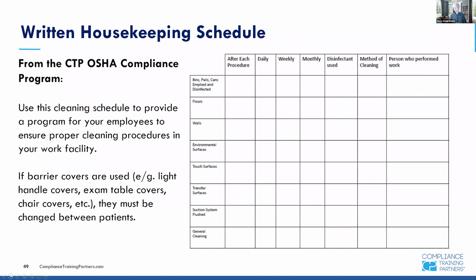This is what a good housekeeping schedule would look like. In other words, it's going to tell you what things you do before the patient, after the patient, maybe some things you do daily, weekly, monthly. Who does it? What product do you use? Is it disinfected or is it barrier covered? So we're all trying to get on the same page with this. That's what it's really all about.